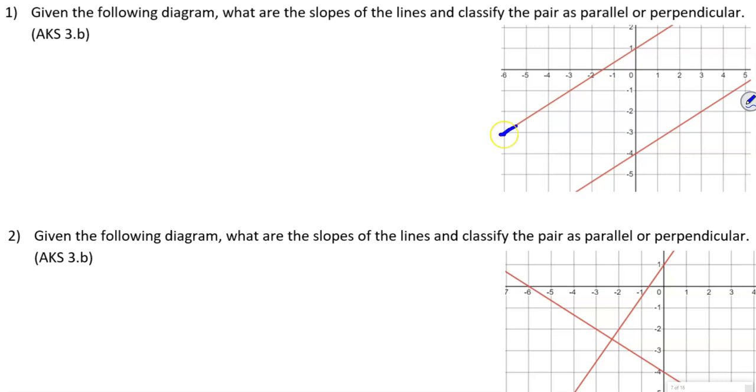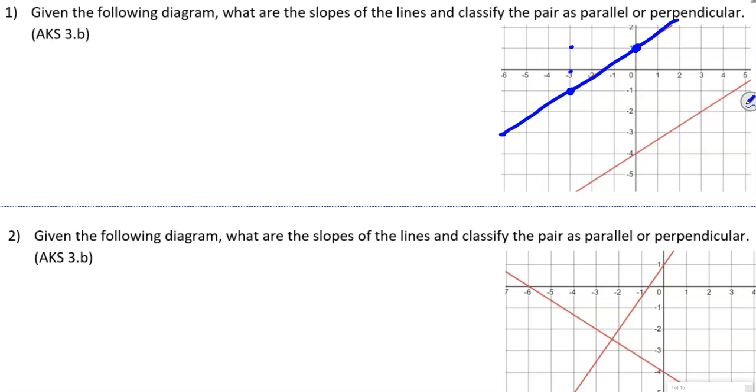So I'm going to do this first one, this one, okay? I'm going to find a point where it crosses right there, and it looks to me like it also crosses right there. So we know it's rising because it's going up from left to right. So we're going to count 1, 2 up and 1, 2, 3 over. So the slope of the blue line is 2/3. And this is what you're going to have to do on the test, okay?